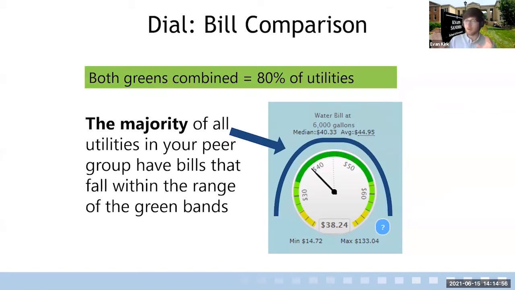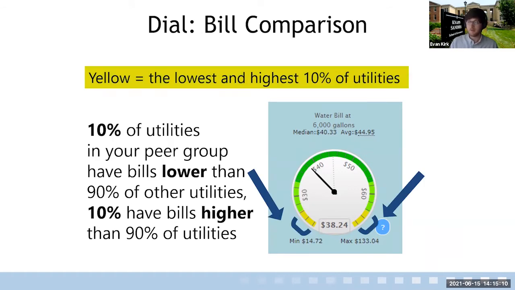And then the majority of bills fall within both shades of green. So in both the light green and the I guess normal green, 80% of the bills fall within that range. And then we have 10% of the bills that are lower than the light green at the lower end and higher than the light green at the higher end. And these are in the yellow band.